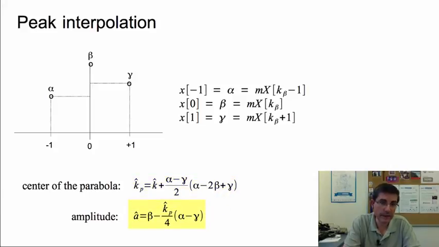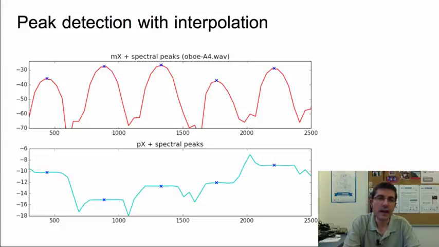So we can basically plug the interpolated k sub p into the parabolic equation and obtain the amplitude, the height of this peak. With this equation, we can refine the peak positions, and we can combine it with zero padding to get a much better result. So this example is exactly that.